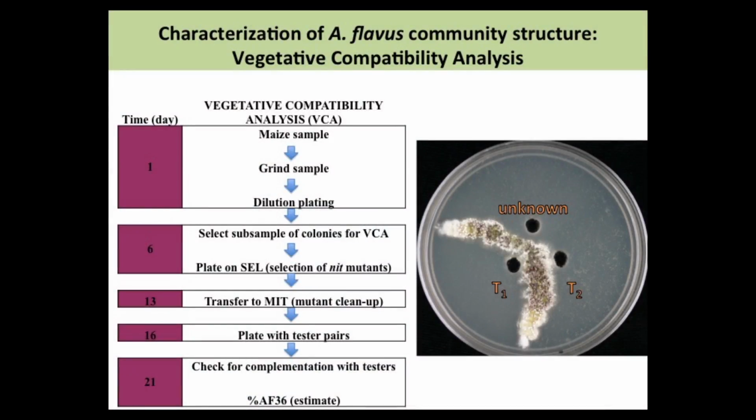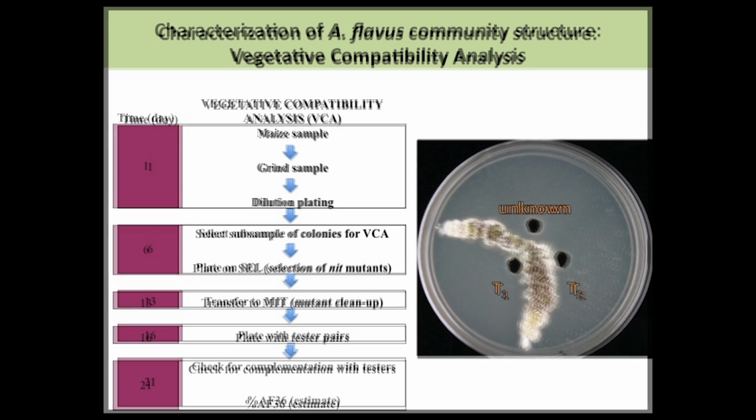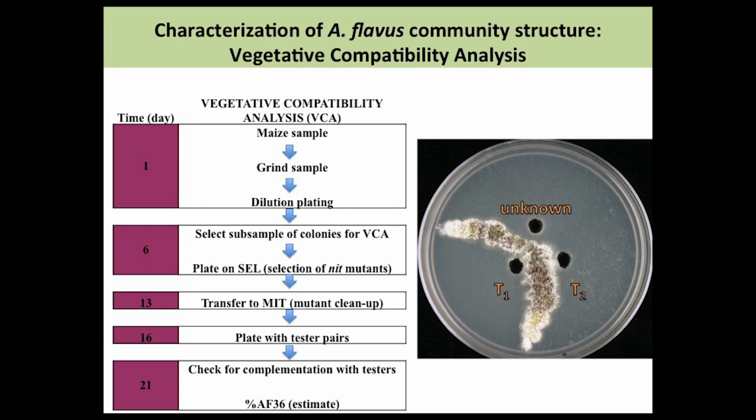The way that in the past we have characterized the genetic variability in Aspergillus flavus populations has been through vegetative compatibility analysis, which is a culture-based technique. The details are not extremely important, but this just shows the process. It's a long process, and it takes up to 3 weeks to get results in terms of what genotype you have. So what we do is we pair isolates.